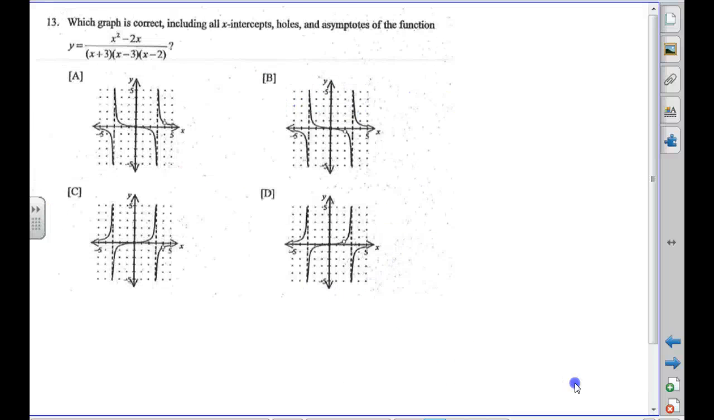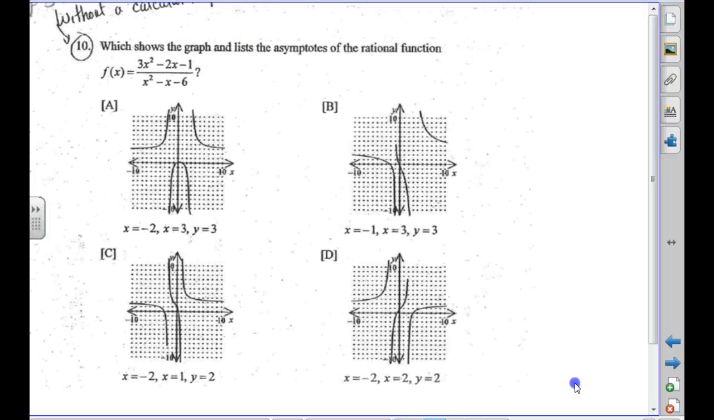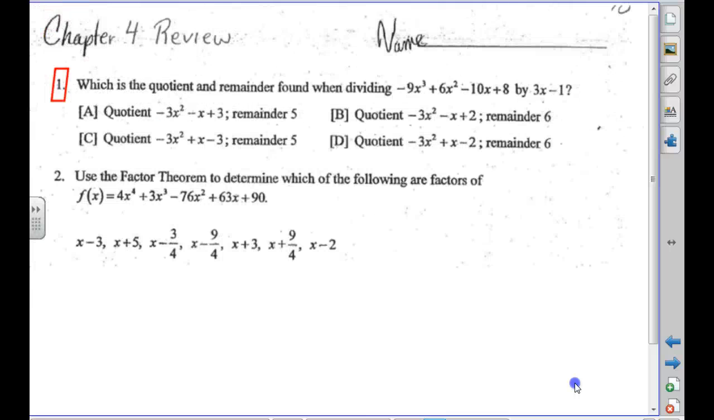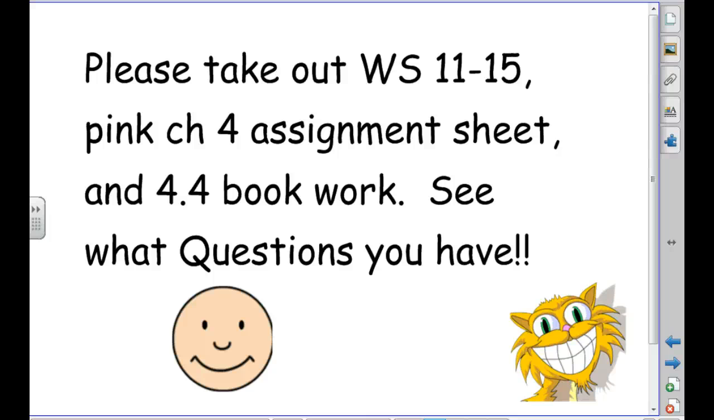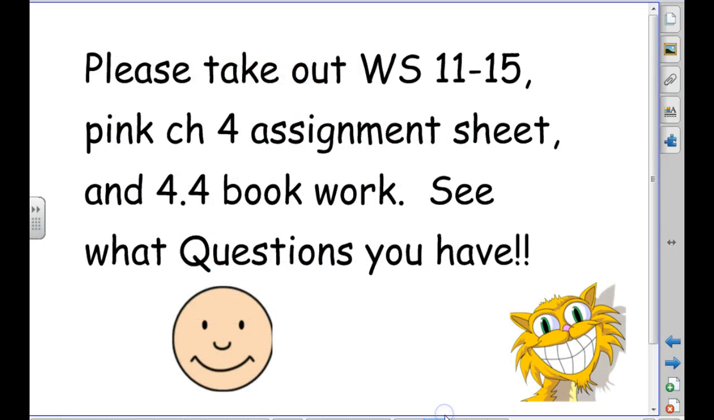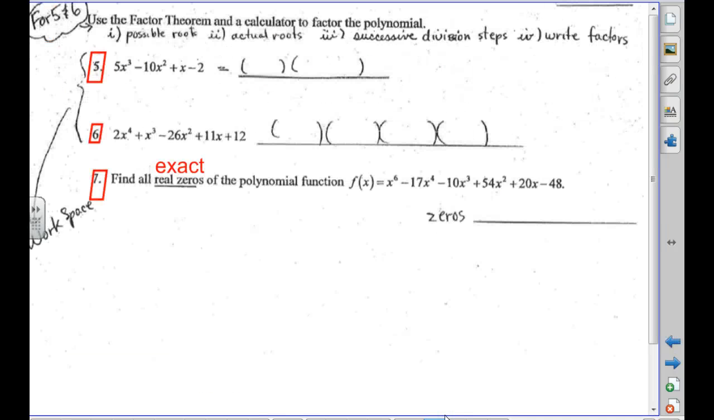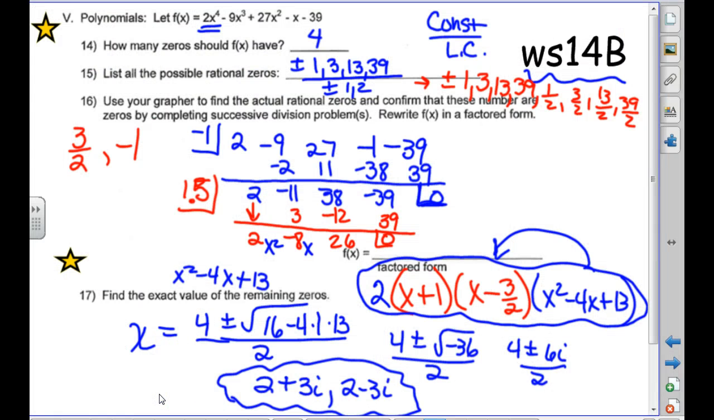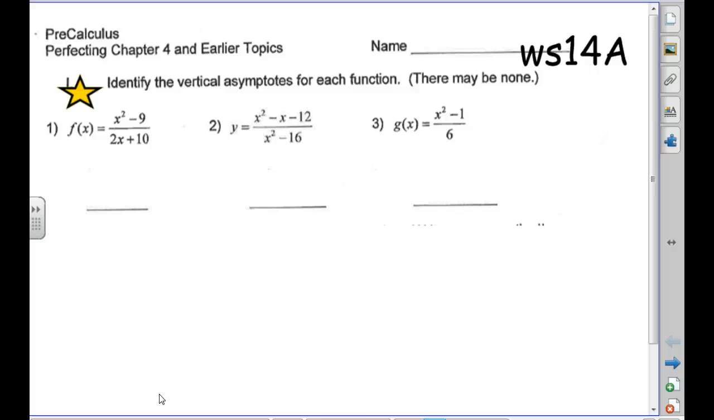Alright, I would kind of like to go somewhere to talk about holes and asymptotes and stuff. Would you rather I used worksheet 14 since you don't have the answers to that one? That's not the right slides. This one. Okay, the top of 14A.